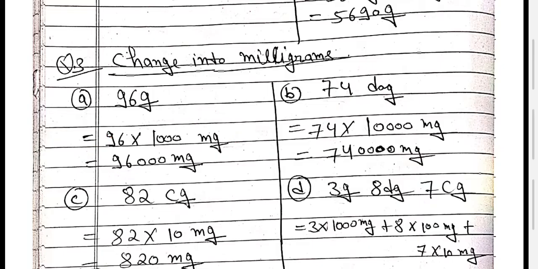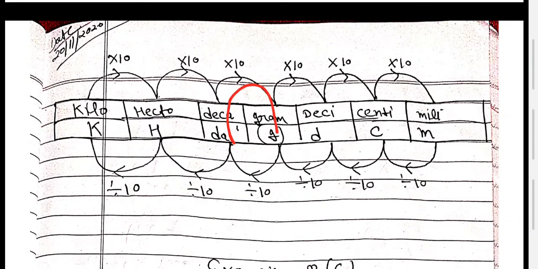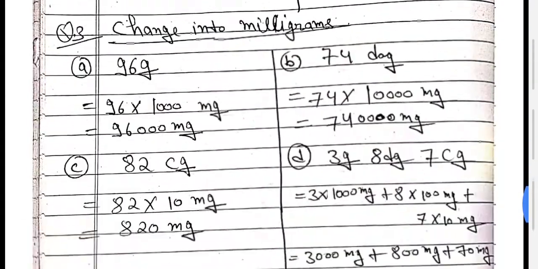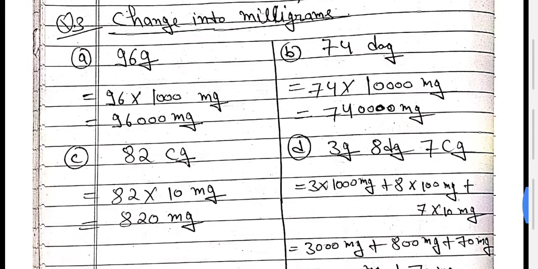74 decagram. Just see here, deca is here. So move one step, two step, three step, four step. So you have to multiply by 10,000. So when you multiply by 10,000, it becomes milligram. So you get 74000 milligram.